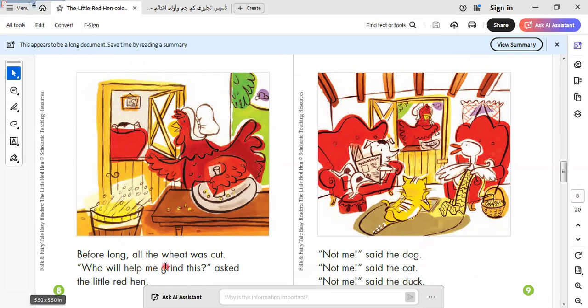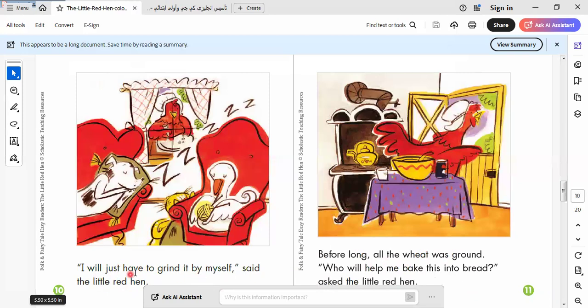Before long, all the wheat was cut. Who will help me grind this? asked the little red hen. Not me, said the dog. Not me, said the cat. Not me, said the duck. I will just have to grind it by myself, said the little hen.